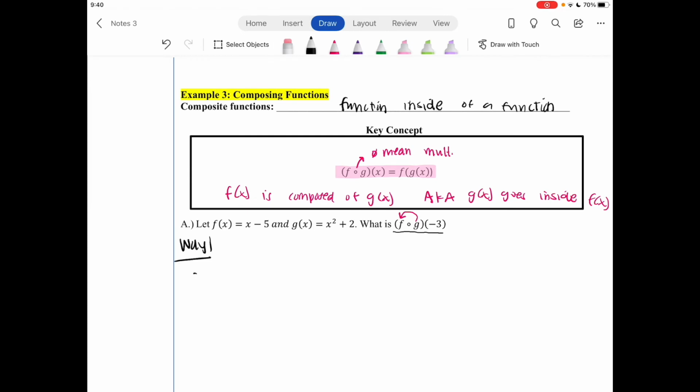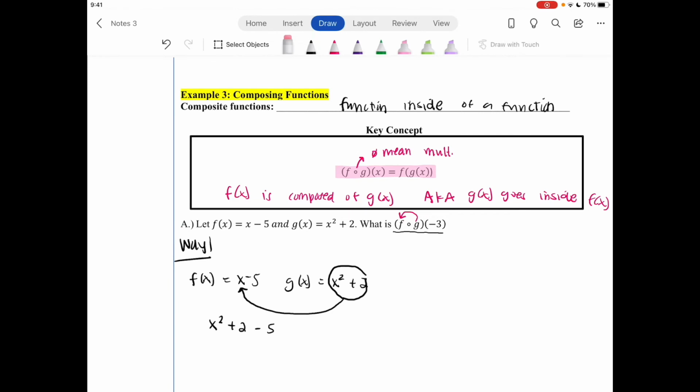The first way is to take f of x, which is x minus 5, and g of x, which is x squared plus 2, and we're going to take the function of g of x and plug it into just the x value in f of x. So now we're going to have x squared plus 2 minus 5.